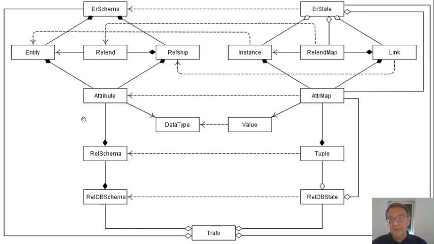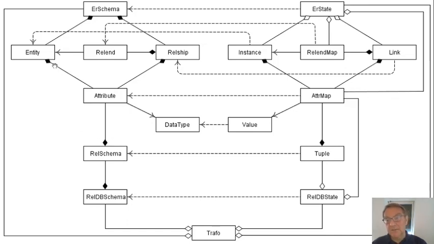Here we have again the situation that we have three black diamonds. In this case, it indicates that an attribute object may belong to an entity. An attribute may be an entity attribute. An attribute may be a relationship attribute. An attribute may be an attribute which belongs to a relational schema.